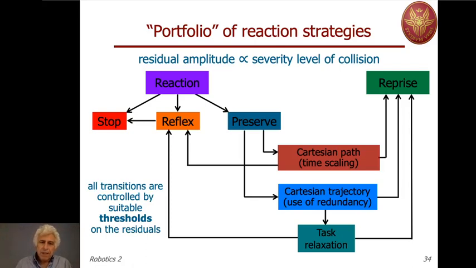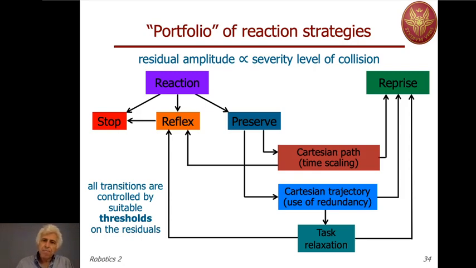Welcome back to this second part of the lecture on collision detection and reaction for robot manipulators. We have seen that there are several ways in which we can use the information coming from the momentum-based residual that detects and isolates collisions, in order to react to a collision once it has been recognized. The most natural reaction is called reflex reaction. But in fact, we have the possibility of making several types of decisions based on what we are doing.